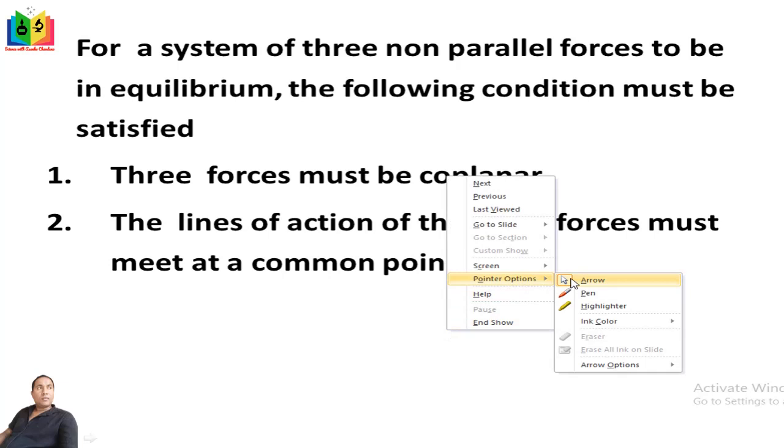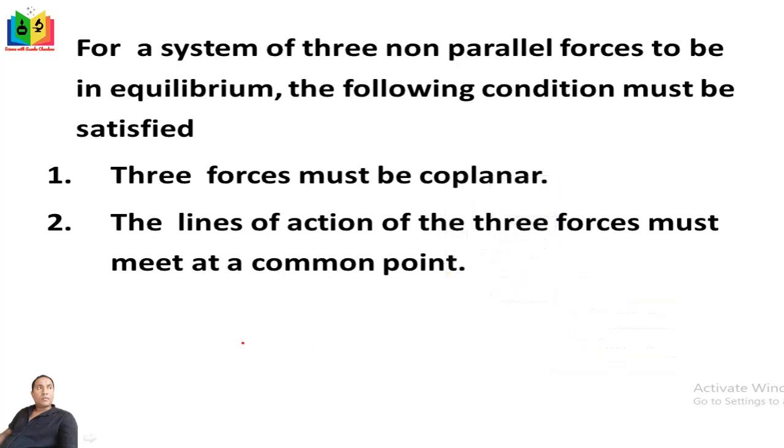Right. What is that? Now think about this diagram. This object hangs like that. Here acts the F1 force. Here acts the F2 force. Here acts the weight. What is this? The lines of action of the three forces must meet at a common point.